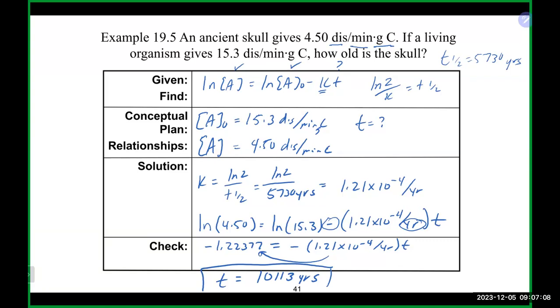Any question on that? So here we're solving for time, as we're looking for it here. Again, you want to just be careful of units, but you can put radioactive decay or rate of radioactive decay into this equation as well. Any questions on that one there? All right, so why don't you try the next one and see what you come up with. Let's take a look at it here.